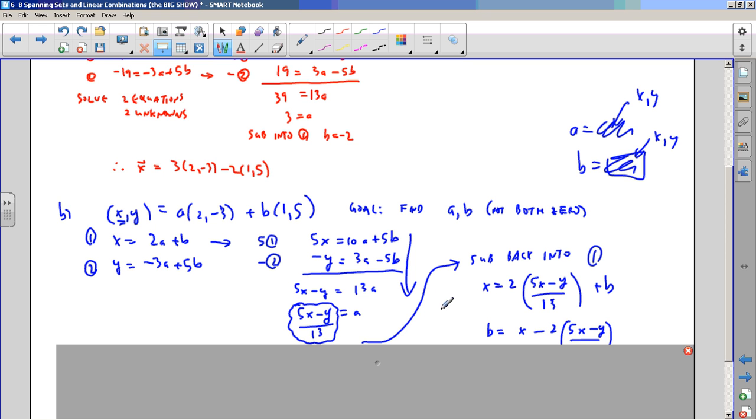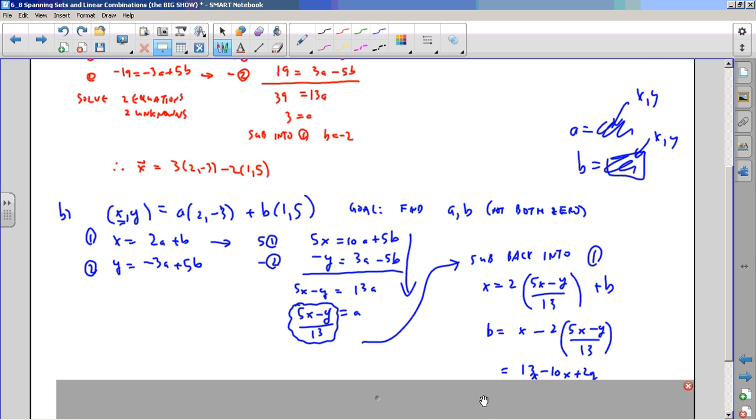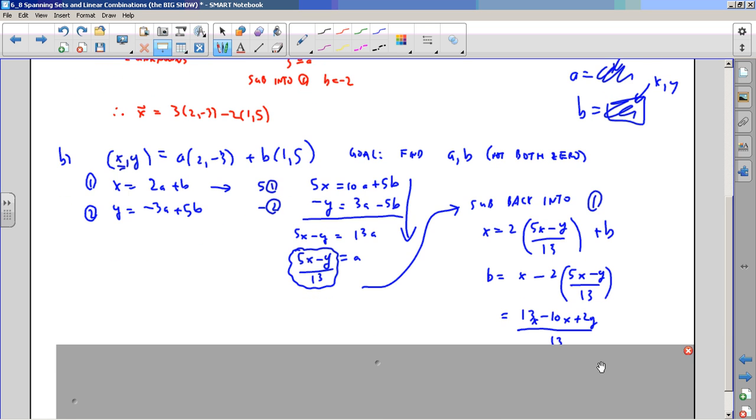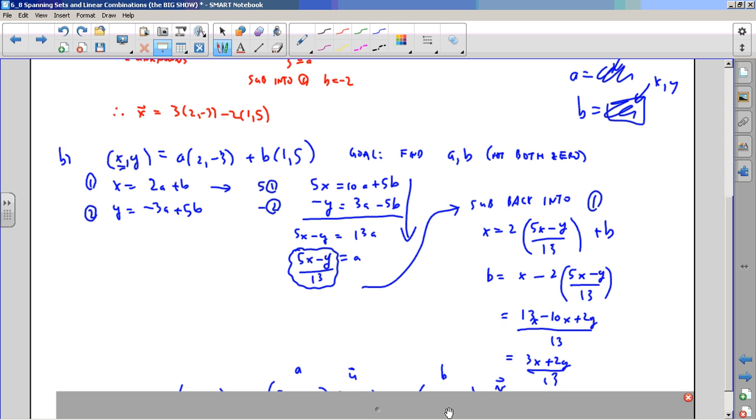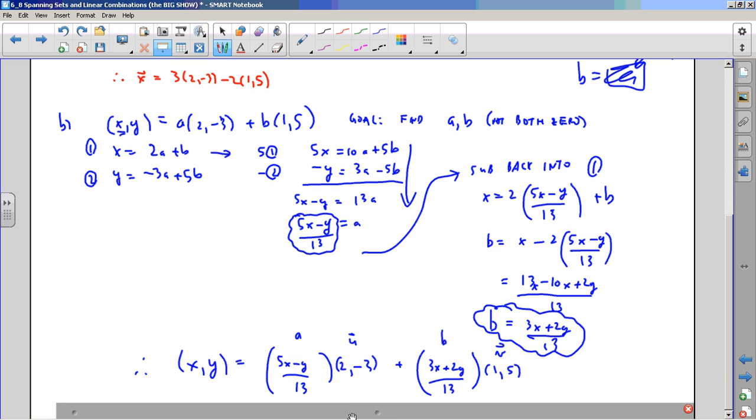To get my formula for b, I'm substituting back into equation 1 here. So I get 2 times a plus b. Solving for b gives me an awful formula, but it involves x's and y's. And then I get that. There's my formula for b. So now I know any old vector xy is a times the first vector and b times the second vector, and I get that expression.